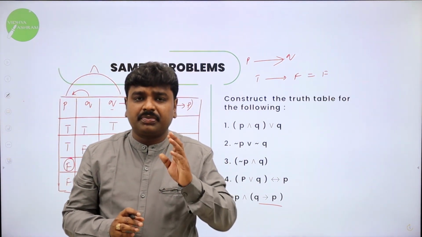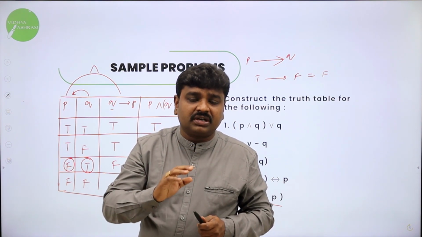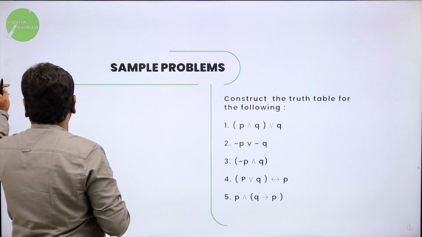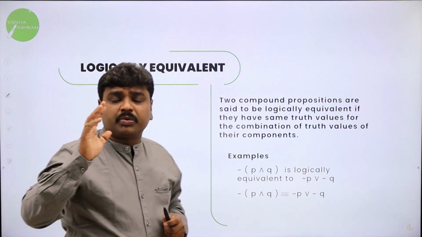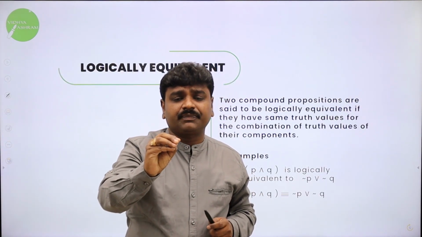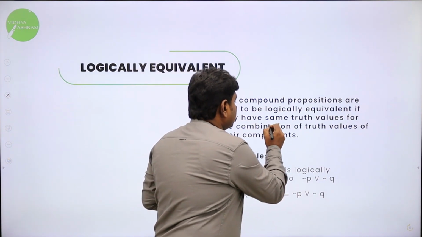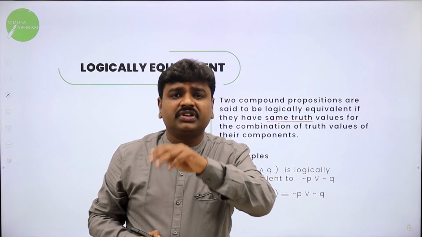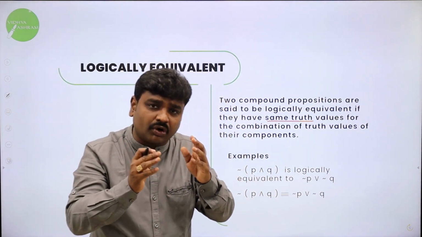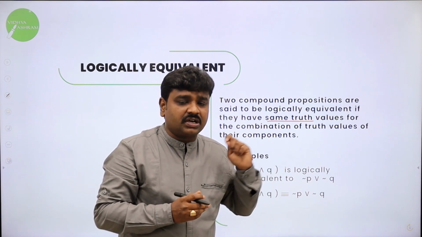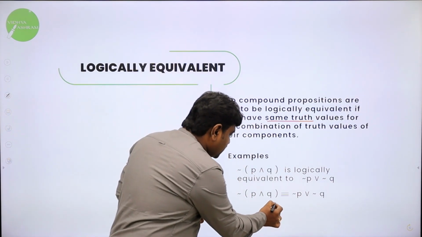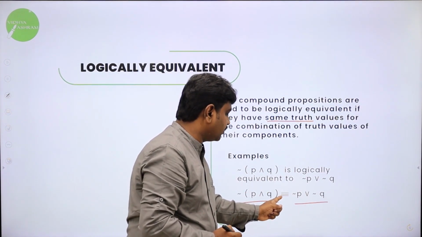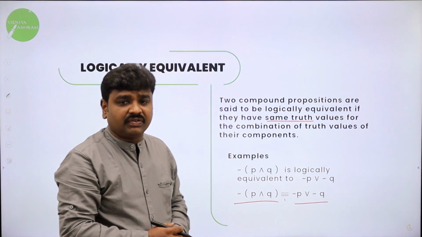Now I gave a sample of construction of truth table. Then we'll study what is logically equivalent. See, two compound propositions are said to be logically equivalent if they have same truth values for the combination of truth values of their components. Here negation of P and Q, and negation P or negation Q, these two are logically equivalent. We read this symbol as logically equivalent.